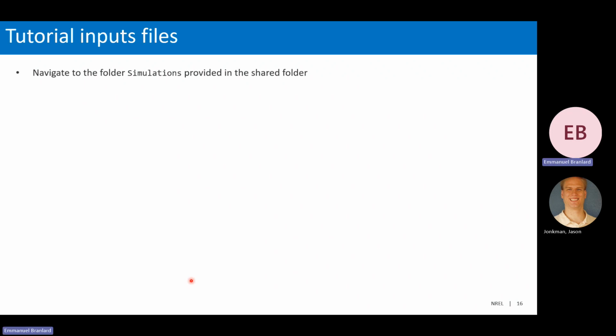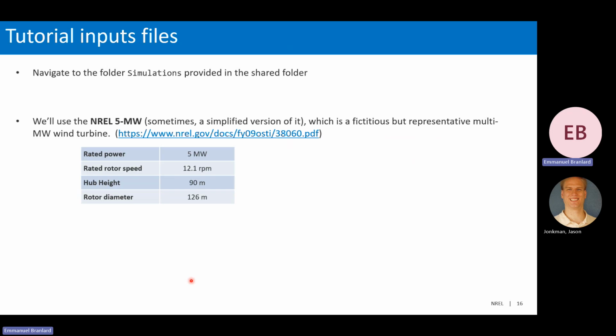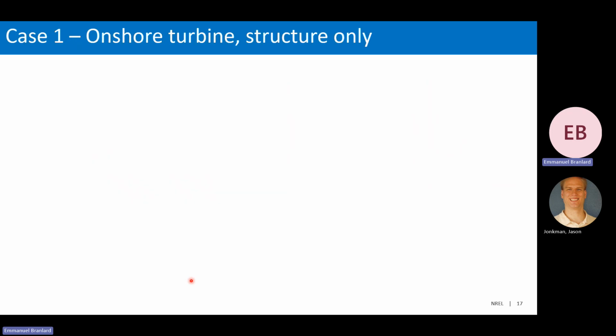If you can unzip the package.zip and go to the simulation folder, make sure you have the OpenFAST executable that is also provided. And we're going to try to run it. What we're going to try to run is the NREL 5 megawatt, which is a simple wind turbine that Jason has designed during his PhD. It's a fictitious turbine, 5 megawatts, hub height 90 meters, rotor 126 meters, rated rotor speed of 12.1 RPM.